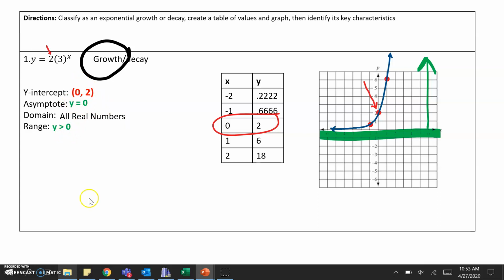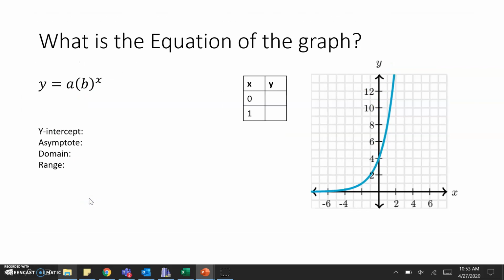Okay? All right, so here are the examples that you're going to be doing for your assignment. I'm going to give you an equation, and you're going to tell me what the a and the b are. What is the equation of that graph? Okay? And we can do that by finding 2 points. So the first thing that I looked for was the y-intercept. So I see it's crossing the y-axis here at 4. So that's my 0, 4.